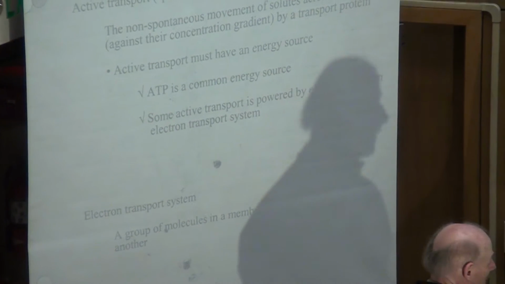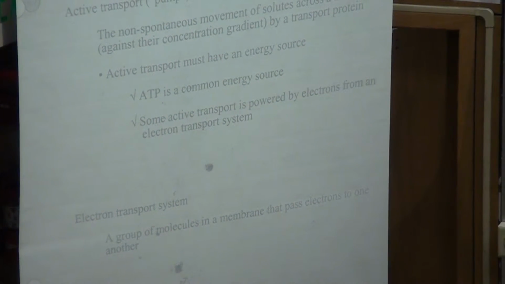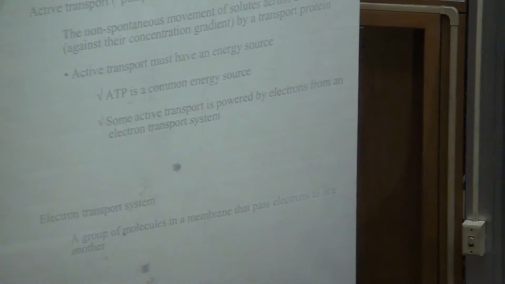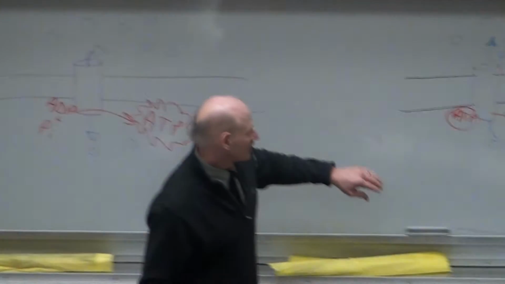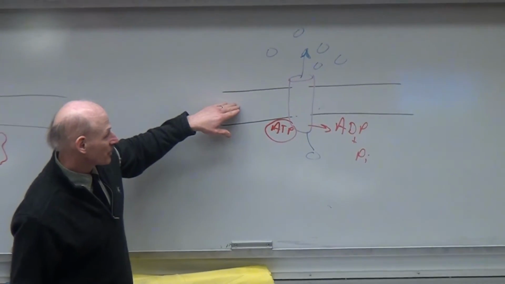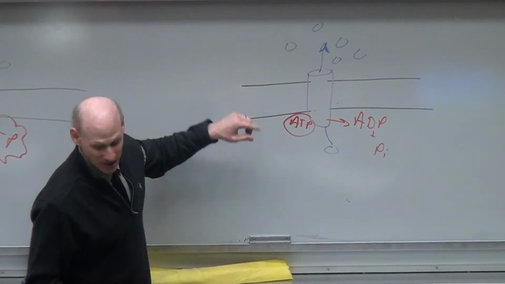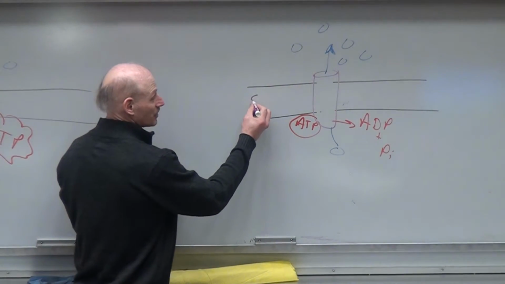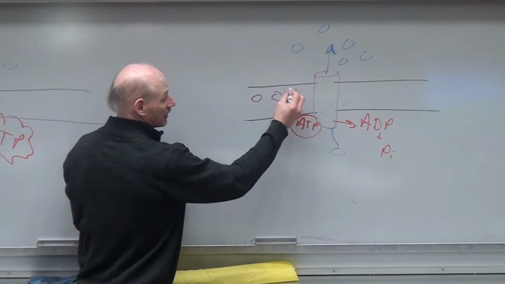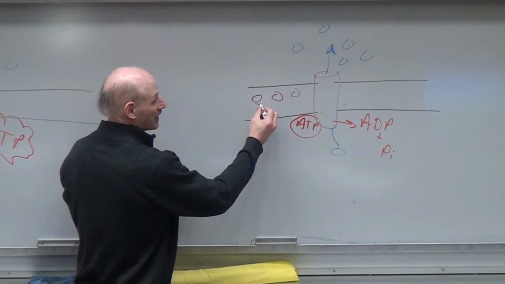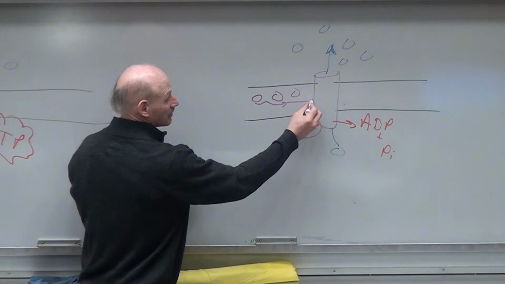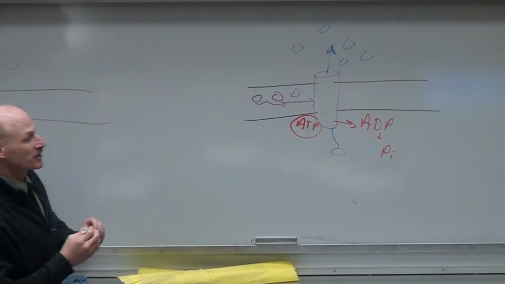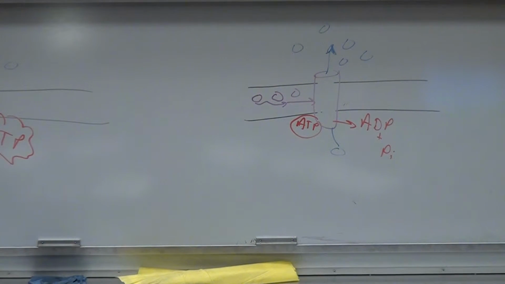In many cases, the ATP provides the energy for the active transport. In other instances, there's something called an electron transport system. Electron transport system is molecules in the cell membrane that can carry electrons, high energy electrons, to the transport protein. Using the energy of those high energy electrons, that powers the active transport protein.